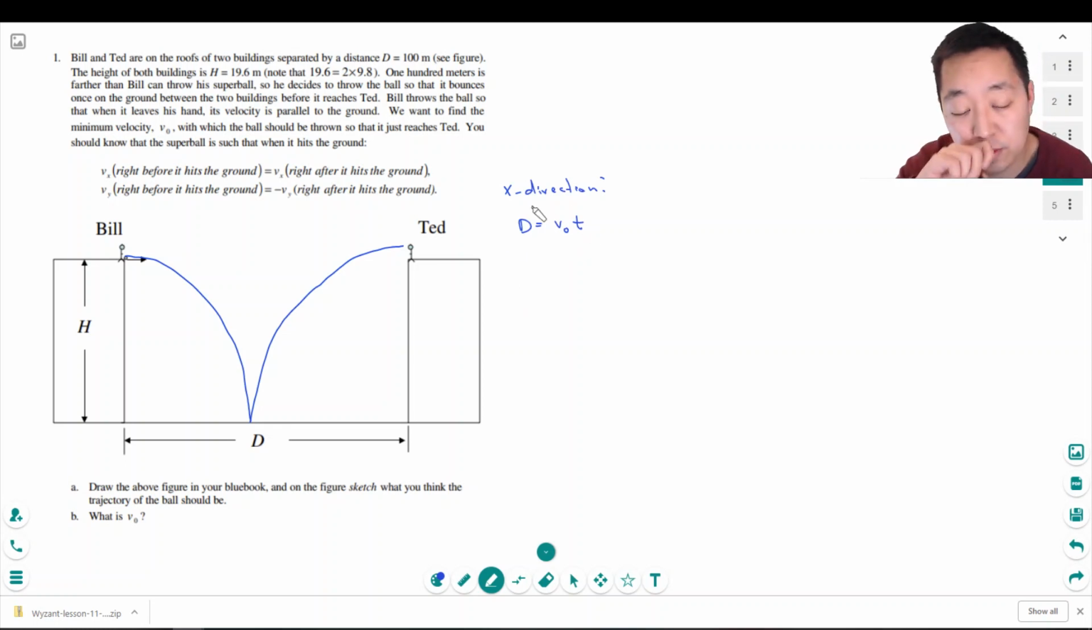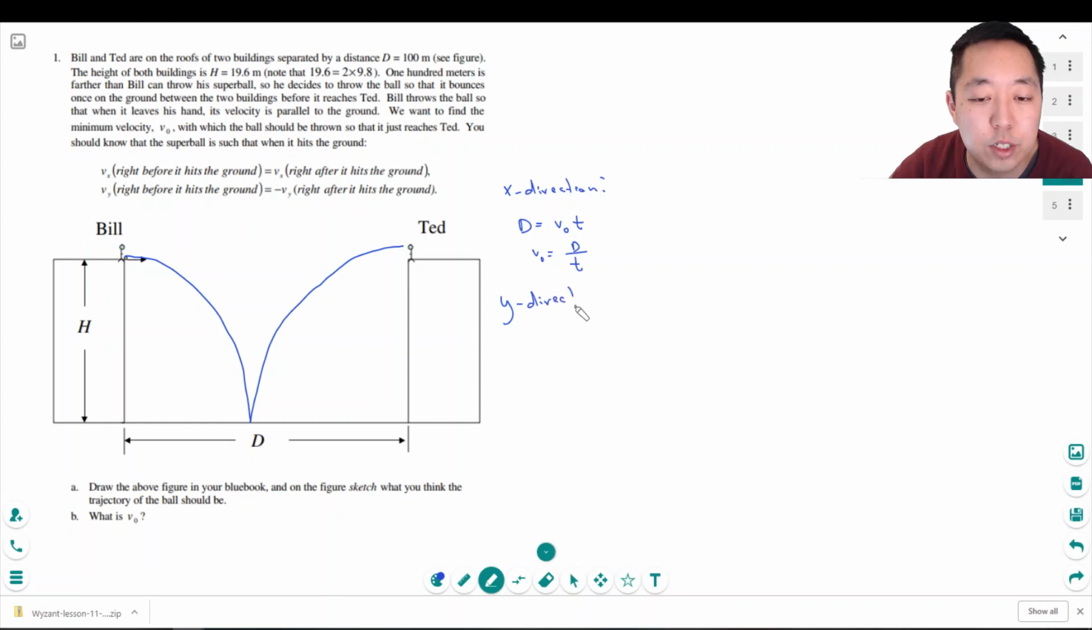This is what I need, right? But I don't know how long it's in the air for, right? Like, D is sort of given to you as a variable, and you're solving for V naught. So I know V naught is equal to D over T, for example. But I don't know how long it's in the air for. And in projectile motion, if I want to know how long something is in the air for, I generally look at the Y direction. Okay, in the Y direction, I want to know how long it's in the air for.